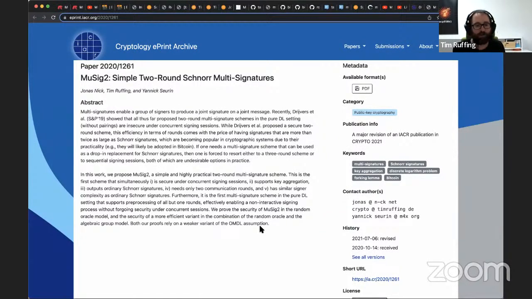So that's why you could call this semi-interactive or half interactive, because in a sense it's still interactive because you have 2 rounds, but you can always pre-compute this first round, and then whenever you really want to sign a message, it's just one more message over the network. That's why we believe MuSig2 is strictly better than MuSig1 in practice.